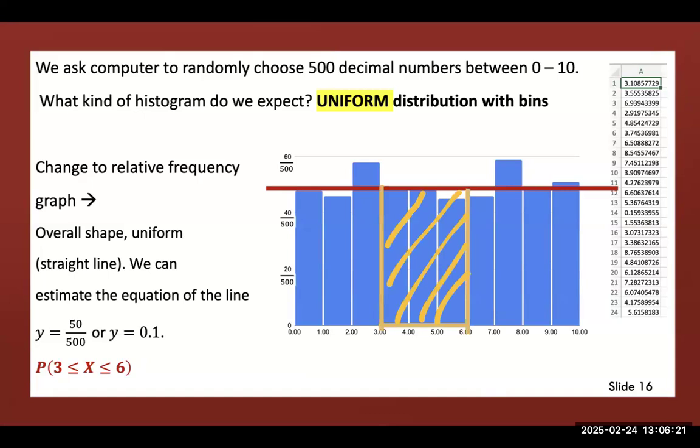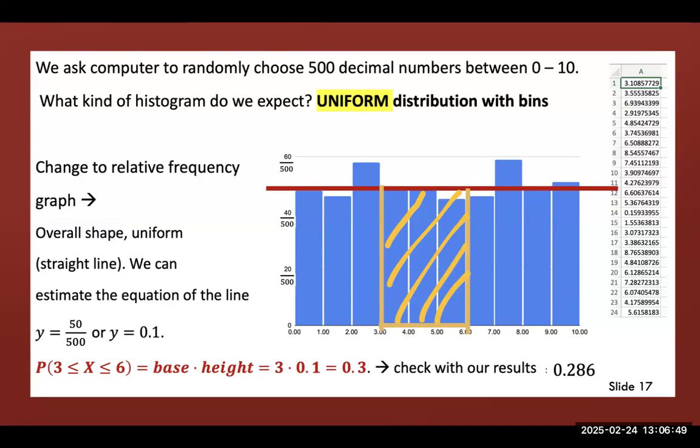So here's 3 to 6. And the probability, we said, is the area under the curve, which is a rectangle. The width of the base of this rectangle is 3. And the height of the rectangle is determined by that line, which is 1 over 10 or 0.1. So we just do base times height. The width is 3, the height is 0.1, and we get 0.3.